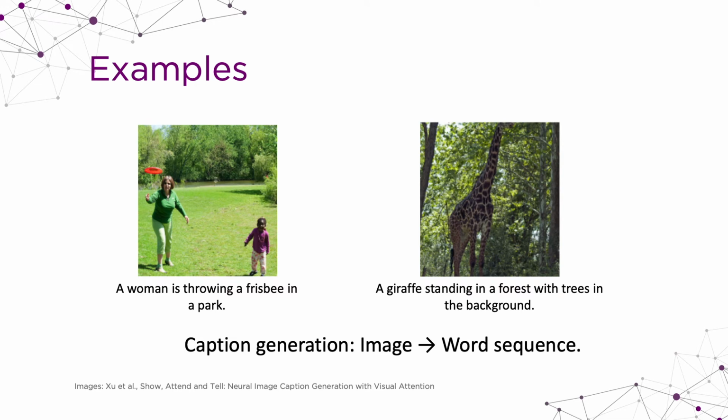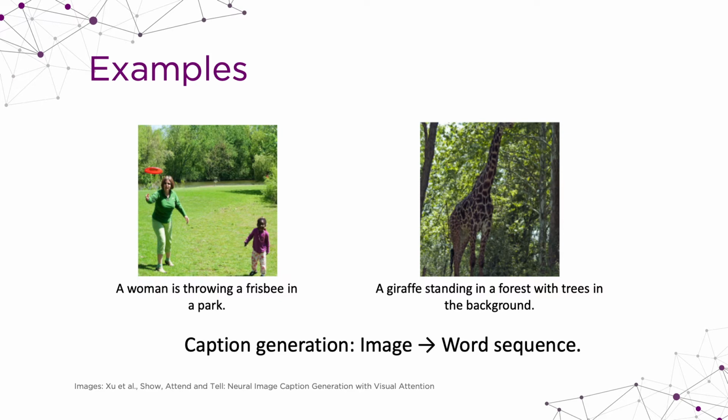This is a more interesting example. You saw this image actually yesterday. The problem here is caption generation. Given an image, we want to produce some text that describes the image, and this is called the caption. The problem is to automatically generate this caption. Here you see two examples. The one on the left is a woman throwing a frisbee. On the right, we have a giraffe standing in a forest.